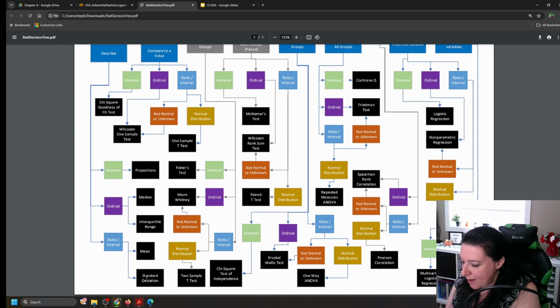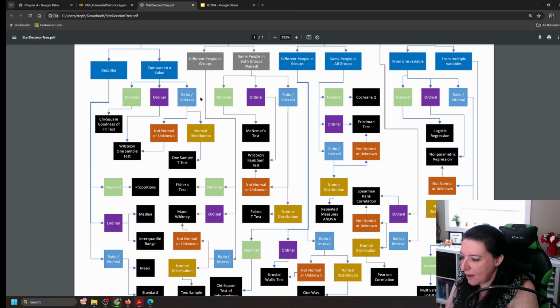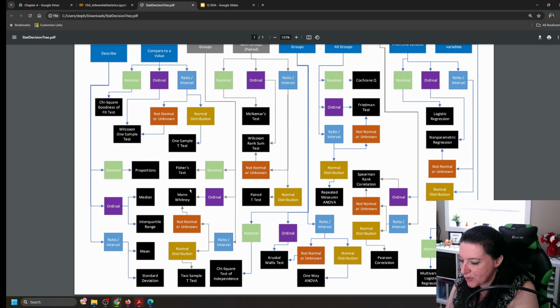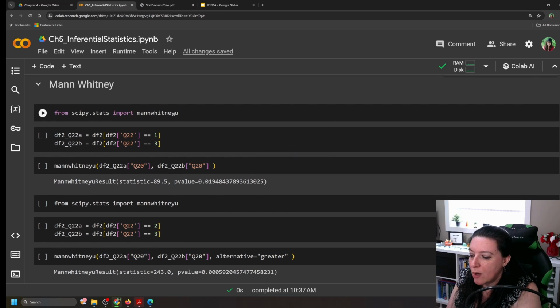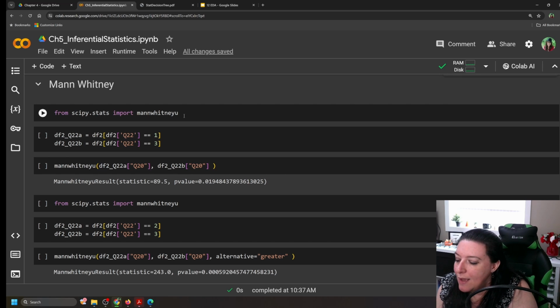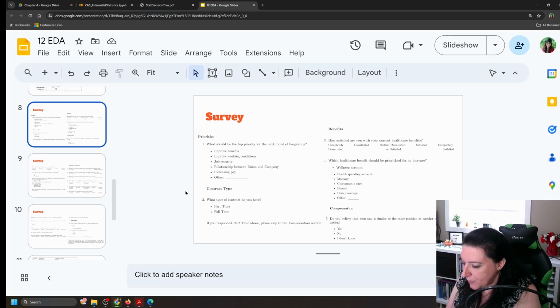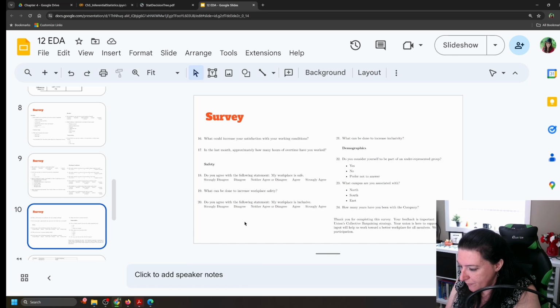All right, so we have just done, where are we? We have gone through and done our different people in our groups, Fisher's test. Now we have the Mann Whitney and the 2-sample t-test. To do a Mann Whitney, we are going to need to import something called mannwhitneyu from scipy.stats. And we then need to identify, so question 22 is the one we're looking at in this example. So let's go to question 22.